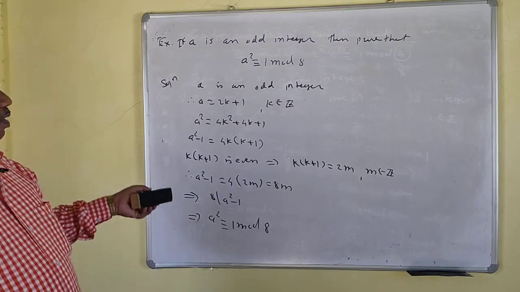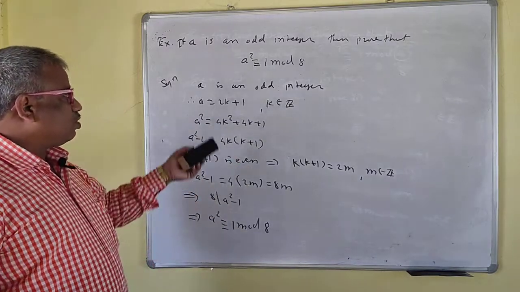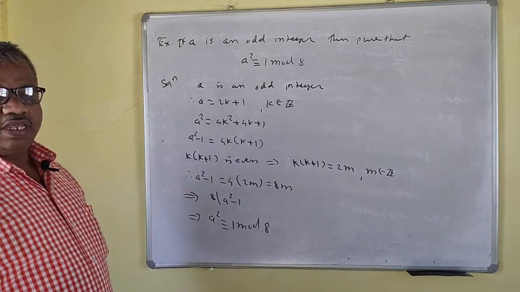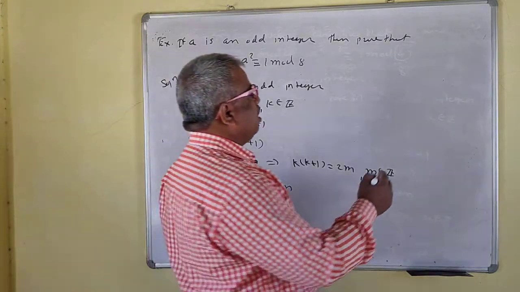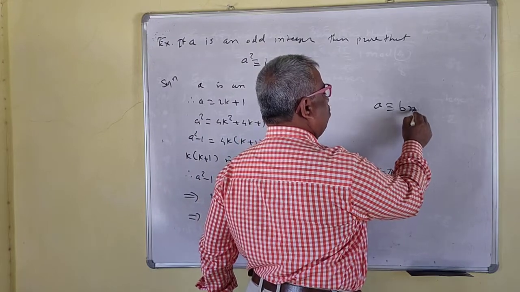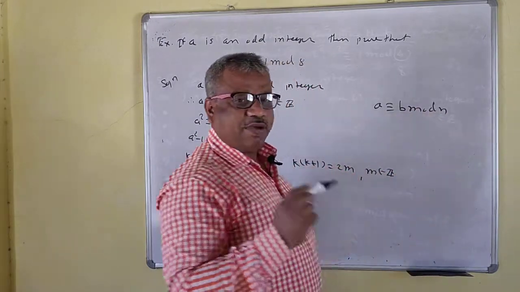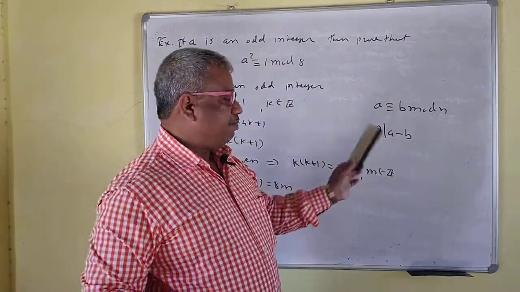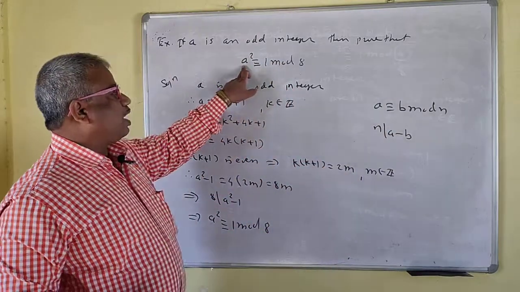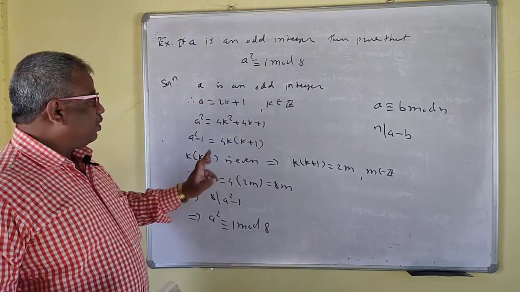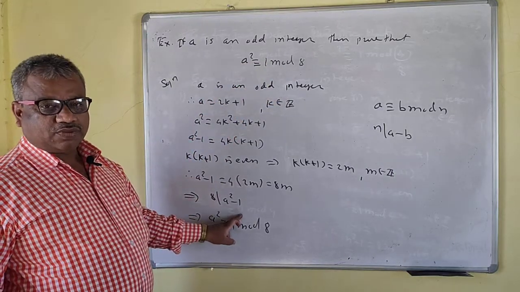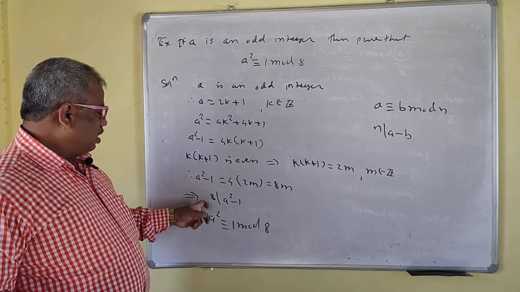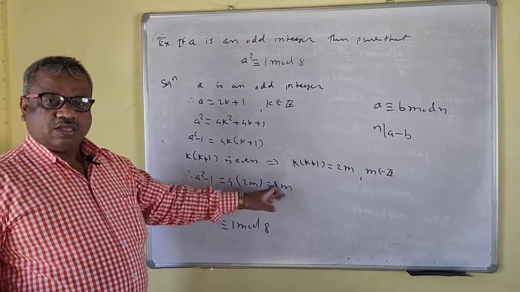Very simple. If you understand the definition of congruence, then you can solve this problem very easily. Only remember that if you want to prove that a is congruent to b mod n, your aim is to prove that n divides a minus b. Here you want to prove that a square is congruent to 1 mod 8. That means you have to prove that 8 divides a square minus 1, that is, a square minus 1 is a multiple of 8. So I have proved that.